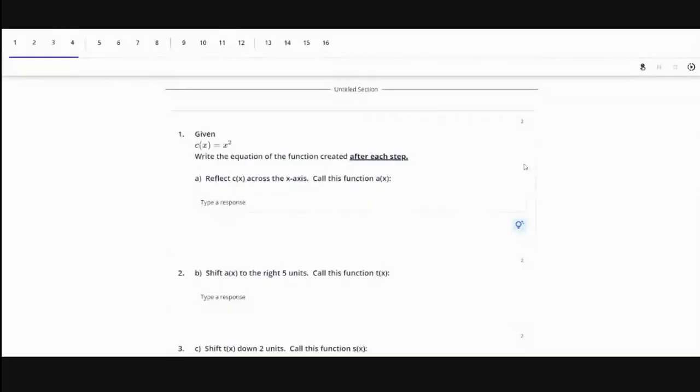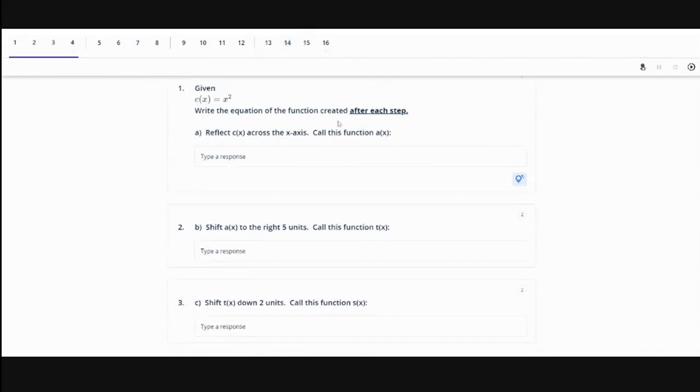Let's look at our assignment while we're here then. You have 4 different sections here. Each one of them is very similar. So given C of x equals x squared, there's your parent function. Write the equation of the function created after each step. So first, reflect C of x across the x-axis.